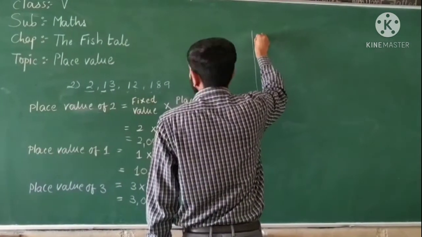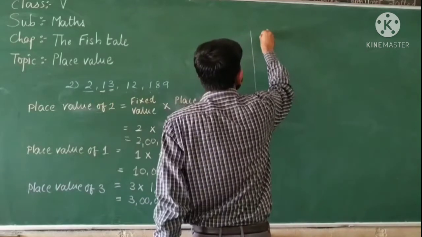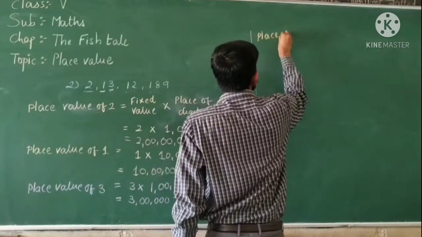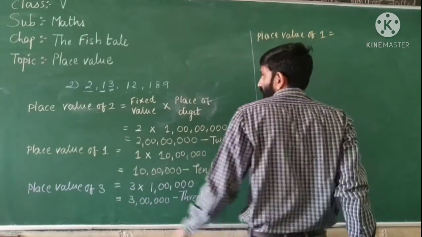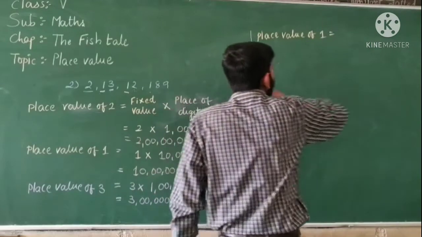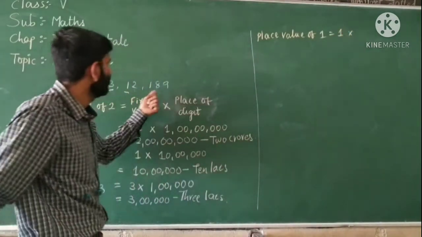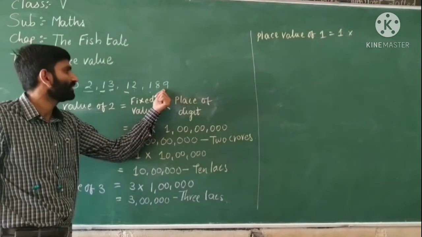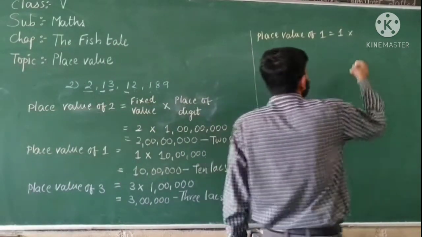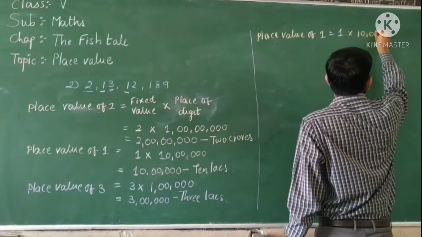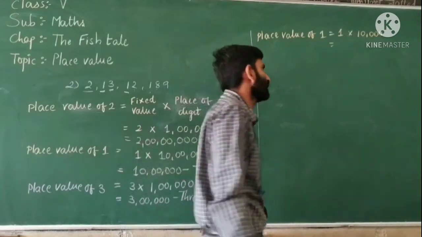Now we'll find out the place value of 1. This one. What is the fixed value of this number? It is 1 itself. What is the place of this digit? Ones, tens, 100, 1000, 10,000. It is 10,000. So 1 into 10,000 is 10,000.